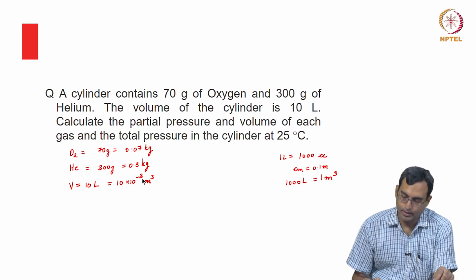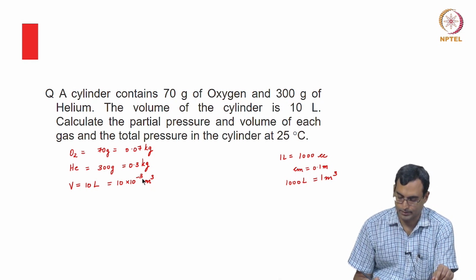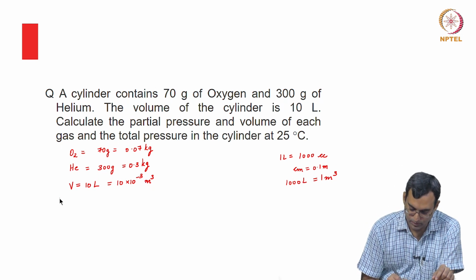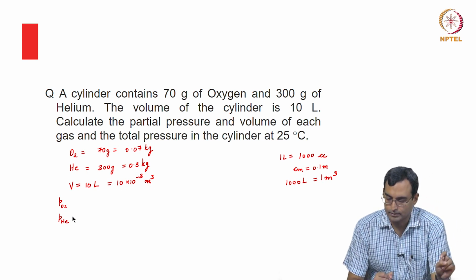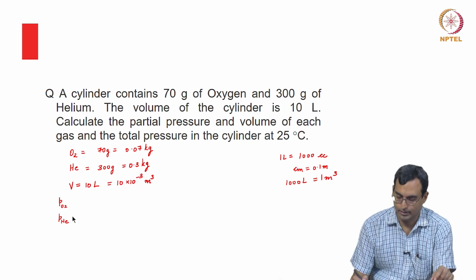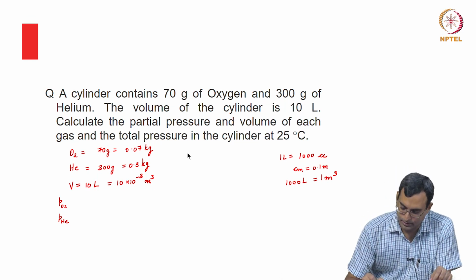We are asked to calculate the partial pressure and volume of each gas. So, we want the partial pressure of oxygen. We also want the volumes of each gas and the total pressure in the cylinder at 25 degrees centigrade. So, the temperature is 25 degrees centigrade.